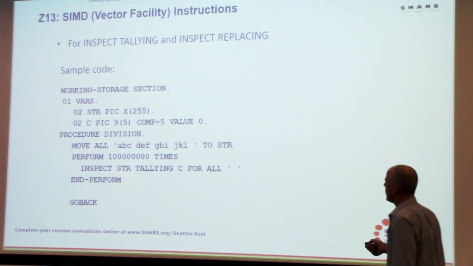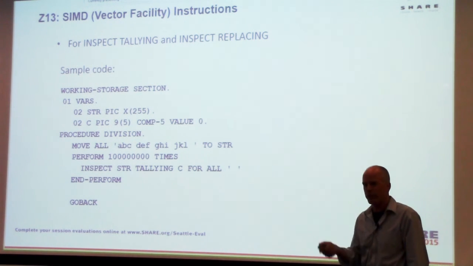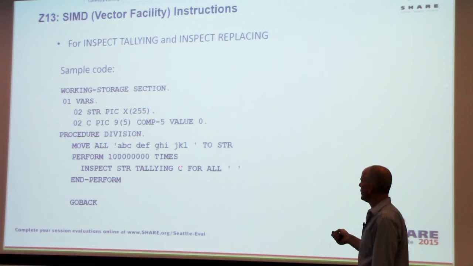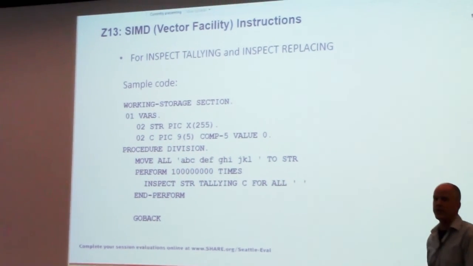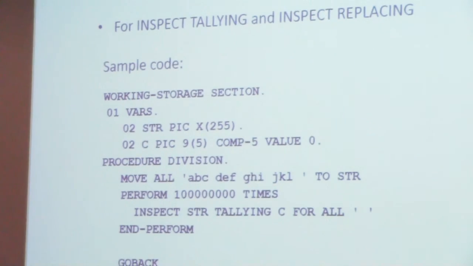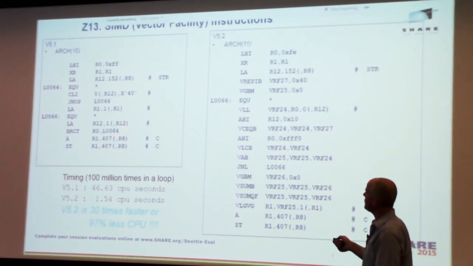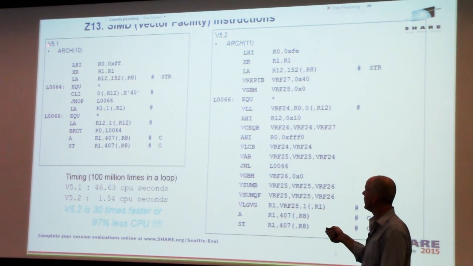Okay, so here's a sample string operation in COBOL where we exploit the SIMD instruction. So I'm inspecting my string, and I'm going to count in my variable C how many spaces are in the string. And then I have to run this 100 million times to actually get enough CPU to measure. This is actually improved generated code compared to version 4. So 5.1 with Arch 10 had one set of instructions.